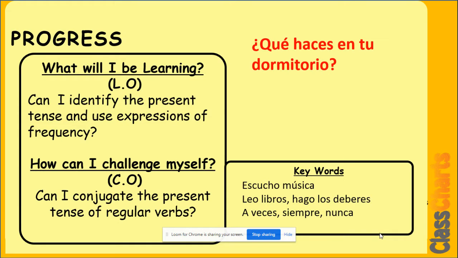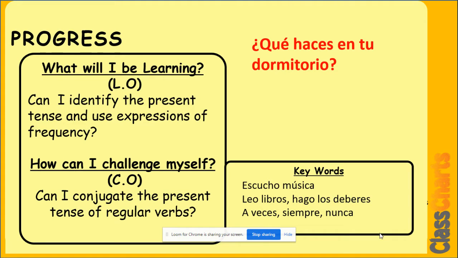Hi guys, this is Mrs. Barquero, and today we are going to look at how we form the present tense of regular verbs. Okay, we are going to do it in the context of what do we do in our bedroom. That's why the title is ¿Qué haces en tu dormitorio?